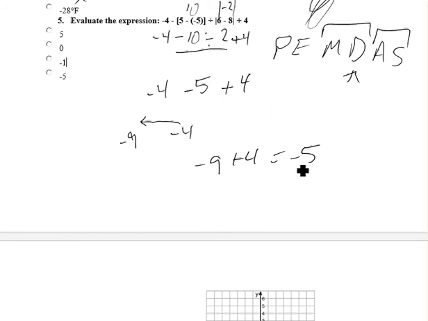Negative 9, and I add 4 to it. I get negative 5. Or if the signs are different, take the difference and keep the sign of the bigger absolute value. So 9 minus 4 is 5, and keep the sign of the biggest absolute value. So this is what I end up with. I hope you guys ended up with that too, because I think I did it right.